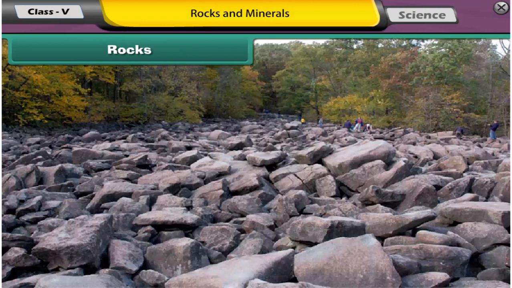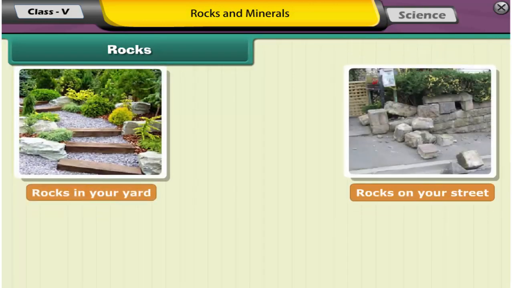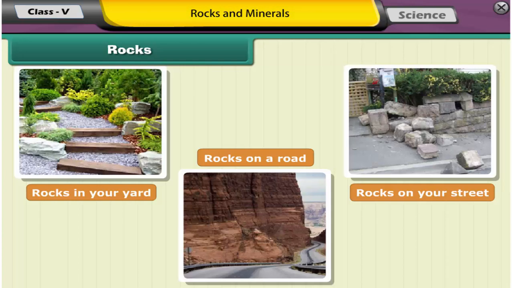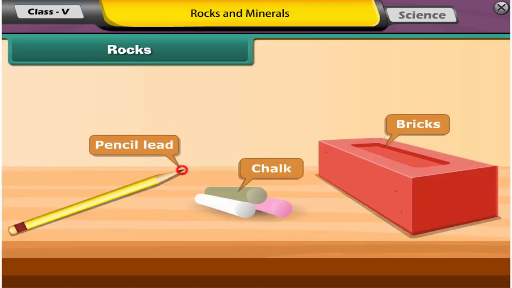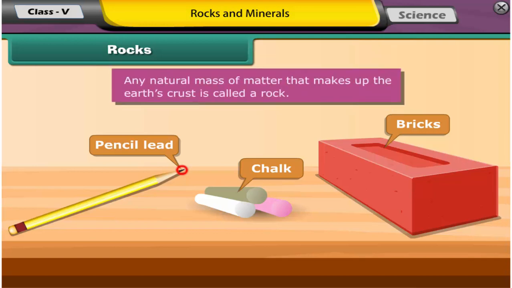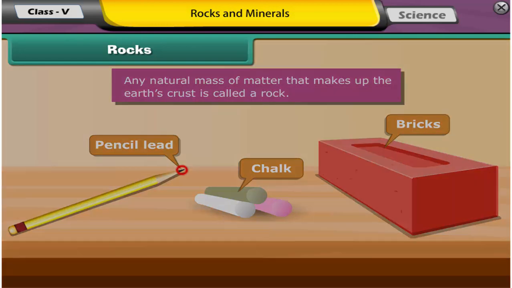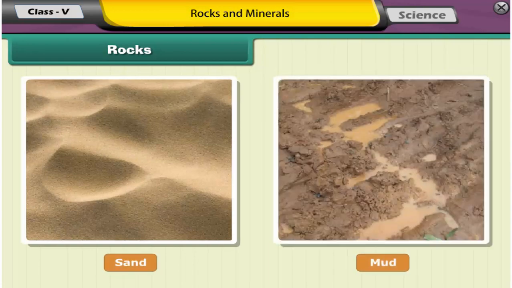Rocks are all around us. You can see rocks in your yard, on your street, on a road, everywhere you look. Pencil, lead, chalk, bricks are all rocks. Any natural mass of matter that makes up the Earth's crust is called a rock. Do you know sand and mud are also rocks?